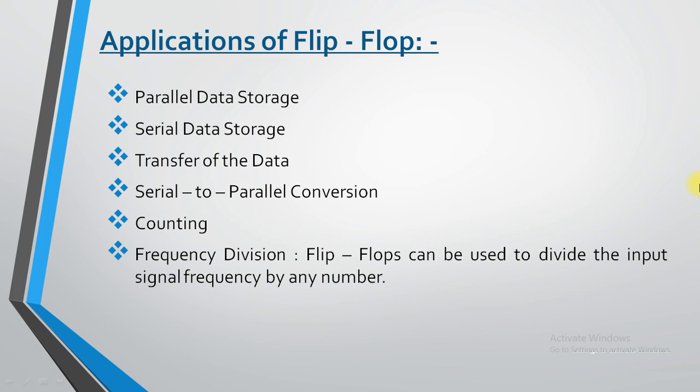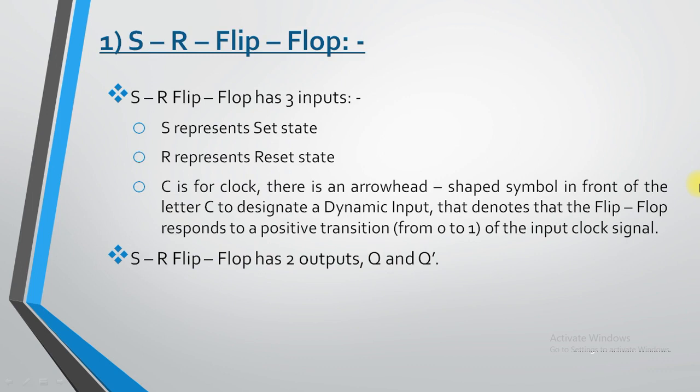And when there is a requirement of frequency division, that means when you want to divide the frequency of your signal, at that time also you can use the flip-flop. So these are all the applications of flip-flop. Now let us begin with the first flip-flop, that is the SR flip-flop. With SR you have three inputs. S stands for set, R stands for reset, and C stands for clock pulse. Clock pulse can be represented with an arrow-shaped sign.